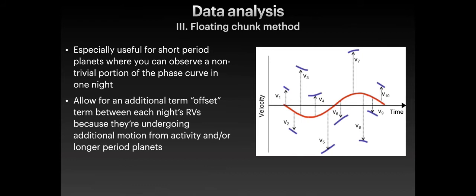Now, the velocity segment on a given night has some offset that's due to stellar activity or additional long period planets or other things, as you can see here, based on how they're all offset from the red curve. But by including an additional nightly offset term in your fit for each night's worth of data, you can line up the segments and recover the planet's orbit.